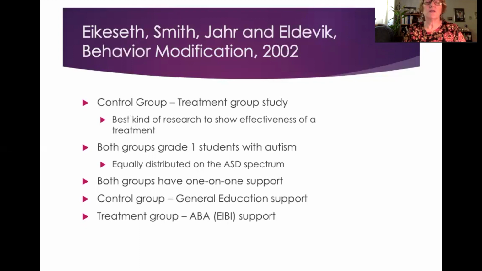Most students in BC get general education support. EAs, educational assistants, go to training in general education, special education. They do not get ABA training. They might get 5 hours of ABA training. But remember when I talked about the Surrey ABA support worker program, those ABA support workers have 1,000 hours of ABA training. So there's a huge difference.